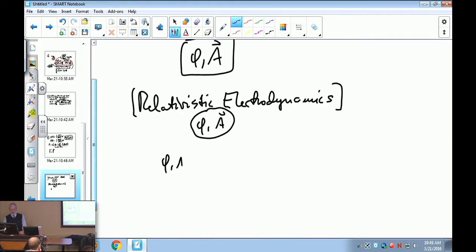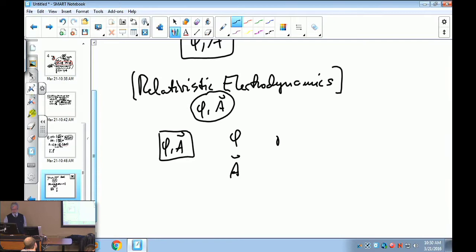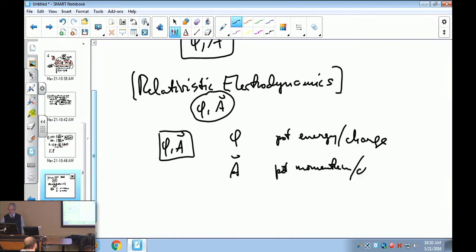Okay, so again, our understanding of phi and A. So let's go back and review here. Phi is the potential energy per unit charge, and A is potential momentum per unit charge. It's a simple physical understanding of those things. And a potential momentum per unit charge.